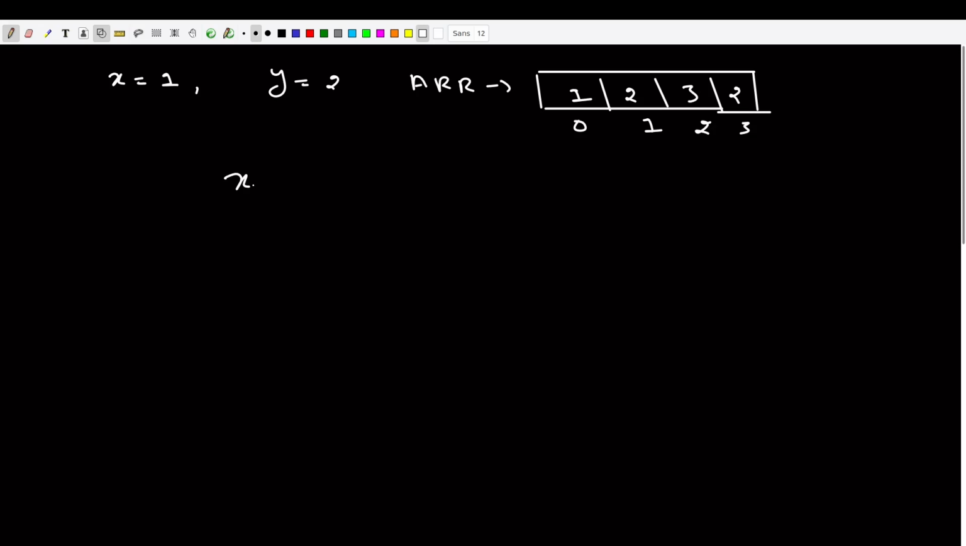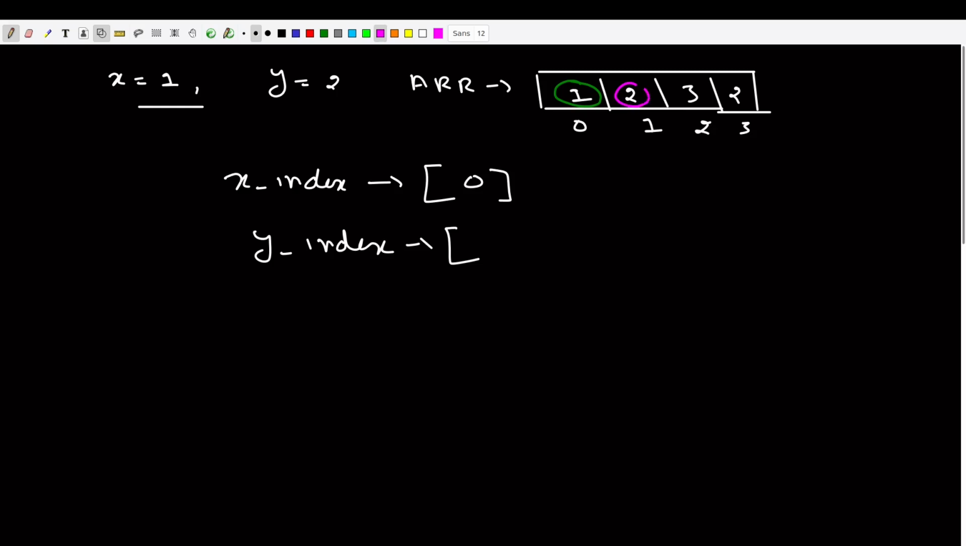So if you see where all x has occurred, x is 1 and x has occurred only at one position, which is this. So x index is just 0, whereas y index is what? Y has occurred at two positions, which is this and this. Okay, so y index is 1 and 3. So these are the indexes where x and y have occurred.